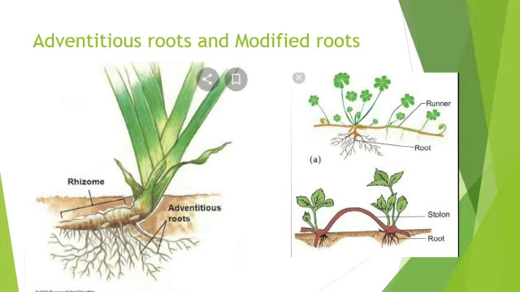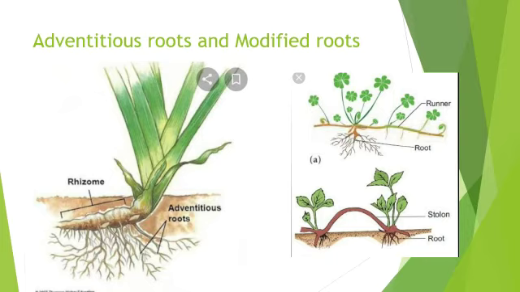Roots bear hair-like processes near the root tips. These are called root hairs. These root tips are very delicate. If this root tip is damaged, then the plant cannot grow. This root tip is covered by a cap-like structure called the root cap. And this root cap protects the root tip from injuries.